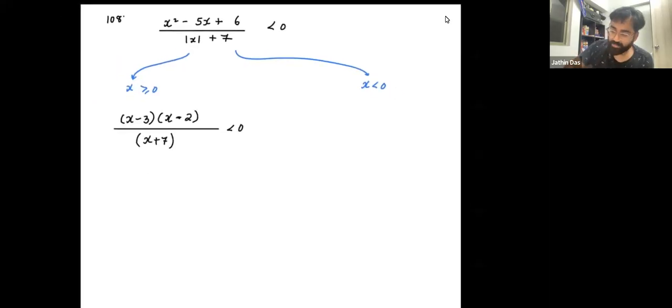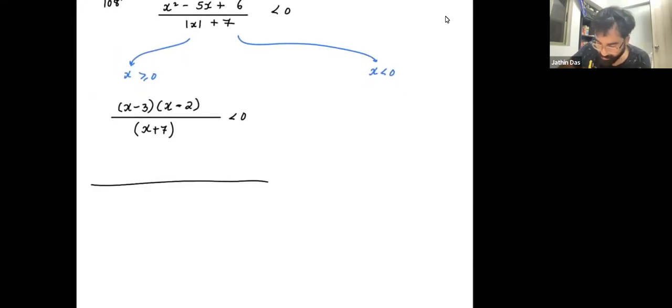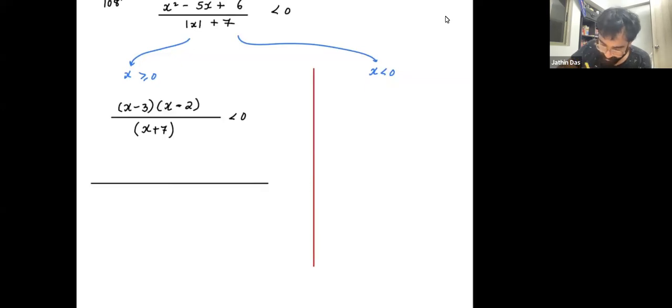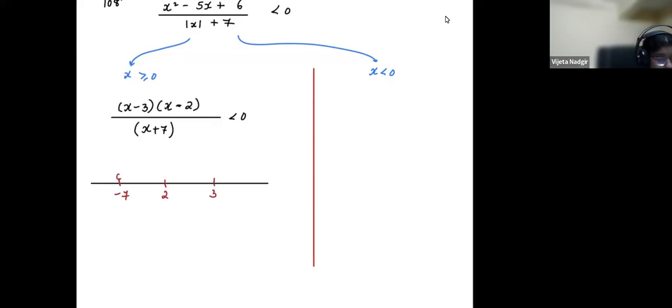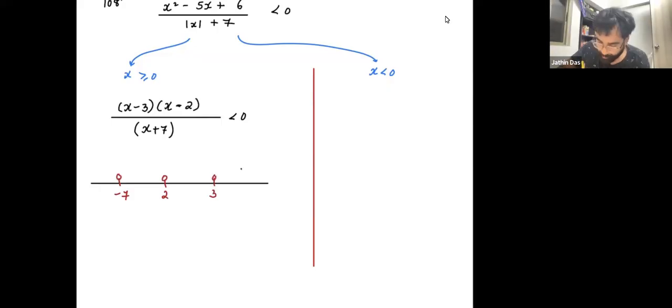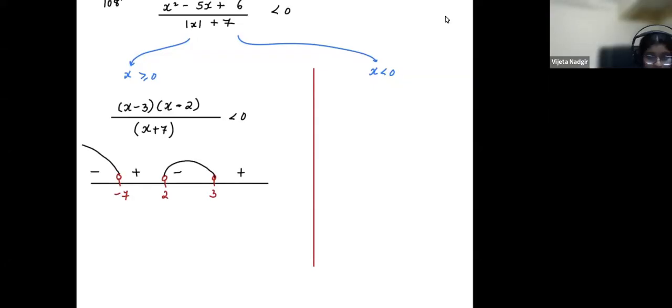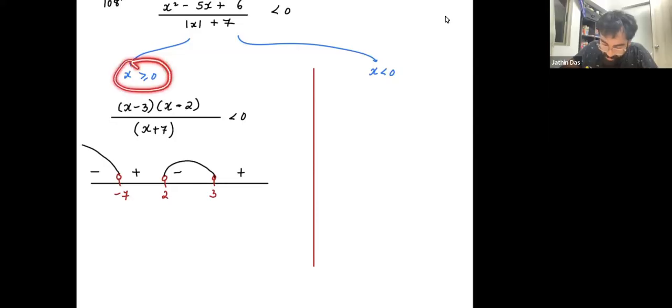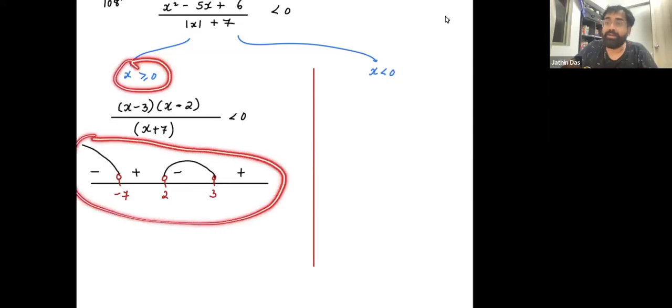less than 0. Okay. So minus 7, 2 and 3. And equal to will not be included anyhow. So now plus, negative, plus, negative. So this region, correct? Now this and this ka intersection lena hai.